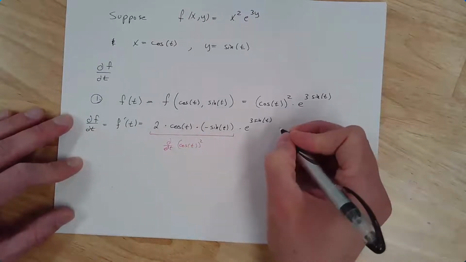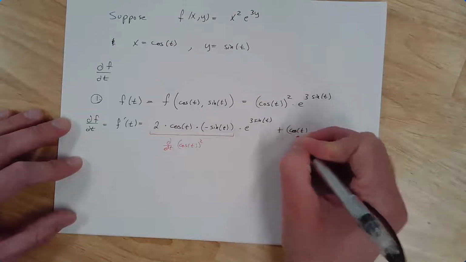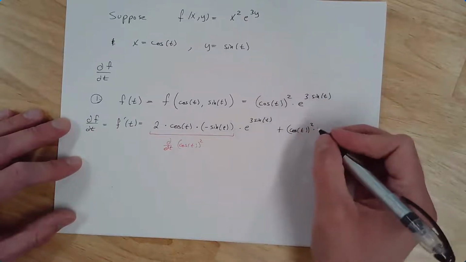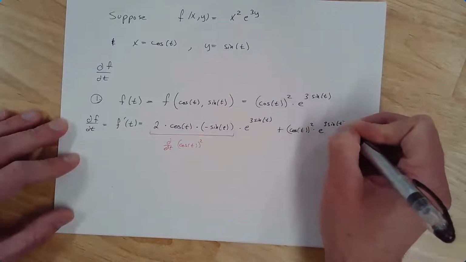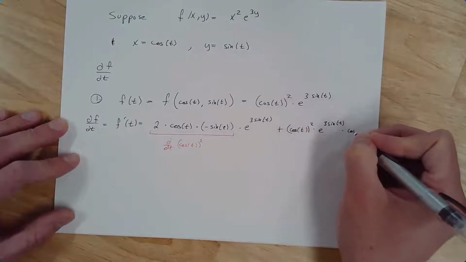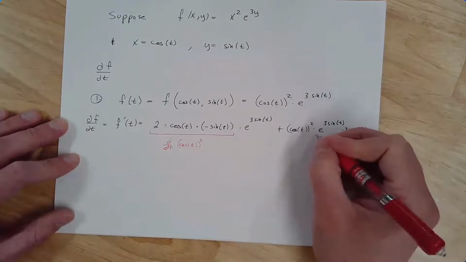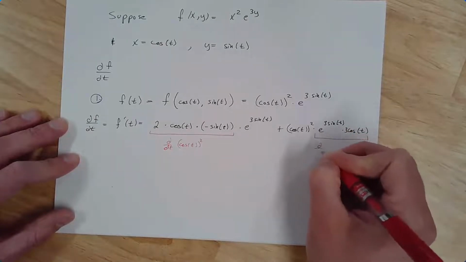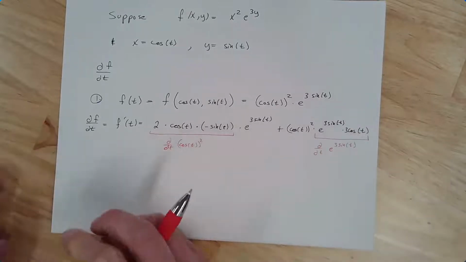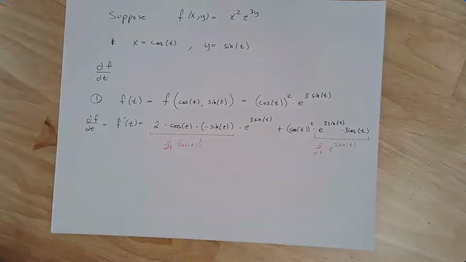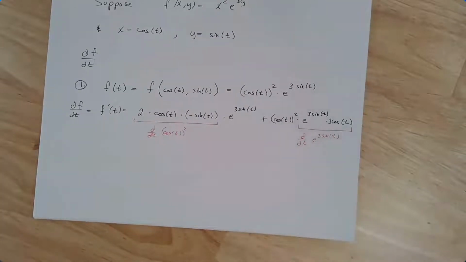And then we're going to add, and we're going to do the opposite. We're going to leave the cosine of t squared alone and multiply by the derivative of this. And the derivative of e to the stuff is e to the stuff times the derivative of the stuff. And the derivative of the stuff is 3 cosine t. And I don't really think we should simplify that unless someone really wanted us to. No one wants us to at this point.